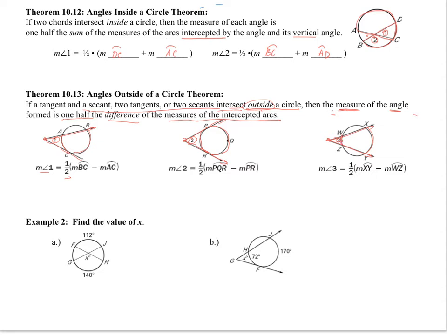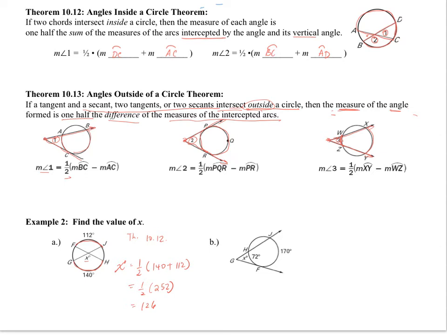Example 2. Find the value of x. So in this case, we need to apply theorem 10.12. Since we know the measure of arc GH and measure of arc FJ, I can just go ahead and do x degrees equals half the sum of 140 degrees plus 112 degrees. And this would be equal to 126.